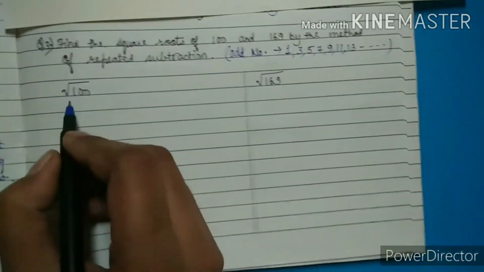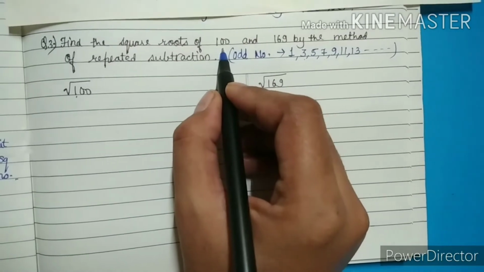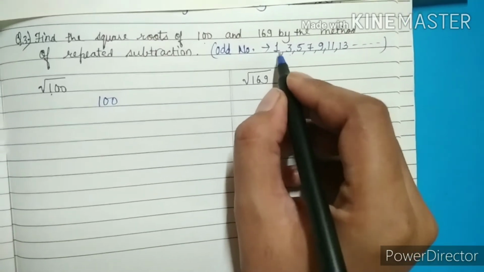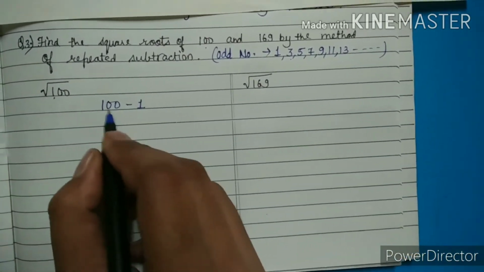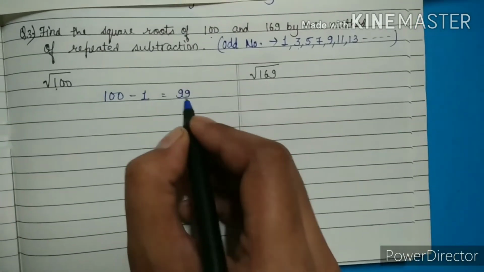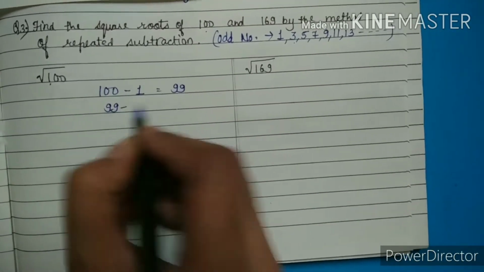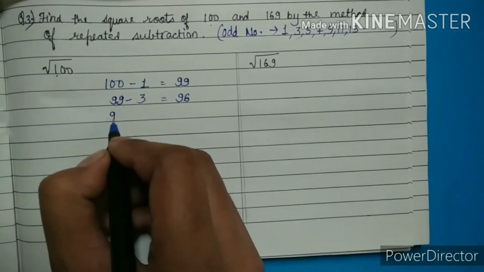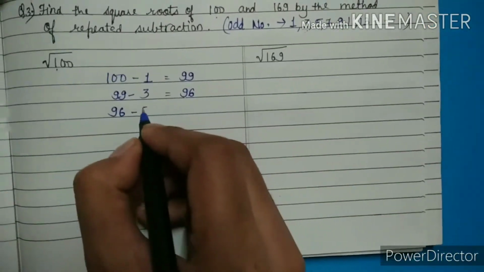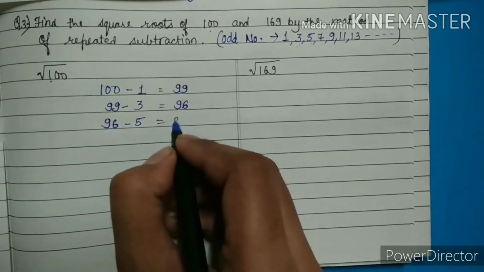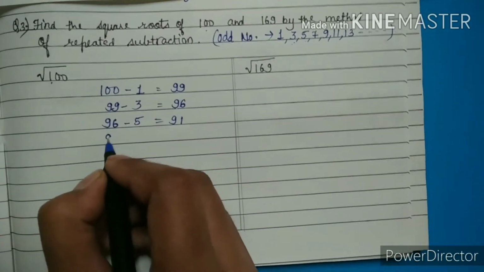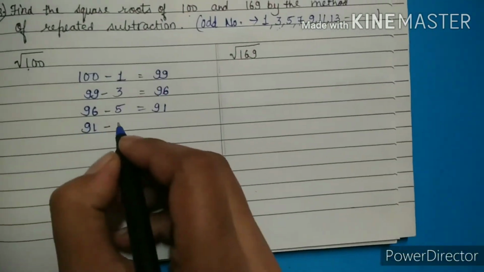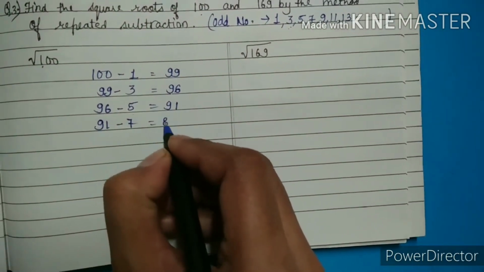We have to find the square root of 100. Firstly we take 100 as it is. The first odd number is 1. Subtracting 1 from 100, the answer is 99. Now the next odd number is 3. 99 minus 3 is 96. The next odd number is 5. 96 minus 5 gives us 91. Now the next odd number is 7. When we subtract 7 from 91, the answer is 84.